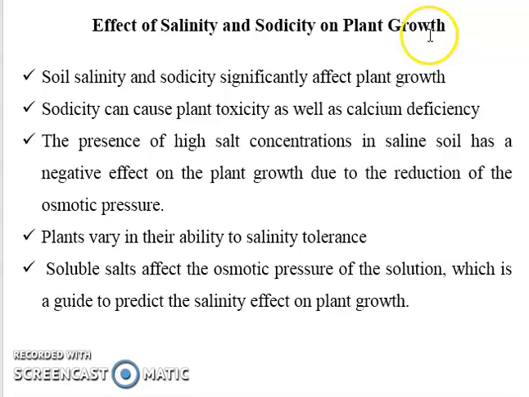Salinity and sodicity and plant growth. Salinity and sodicity significantly affect plant growth. Sodicity can cause plant toxicity because sodium may be toxic to the plant, as well as calcium deficiency, because there is a competition between sodium and calcium. With a high concentration of sodium and low concentration of calcium, the sodium becomes dominant and calcium deficiency occurs.